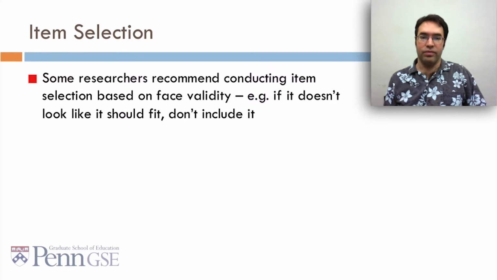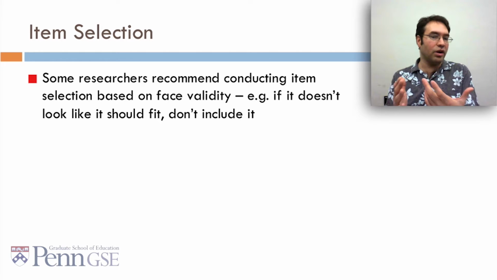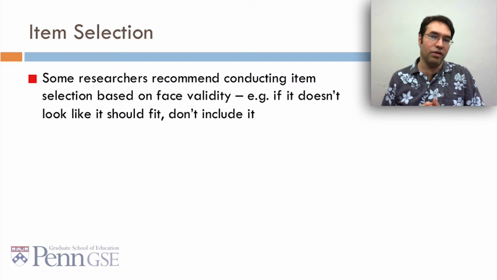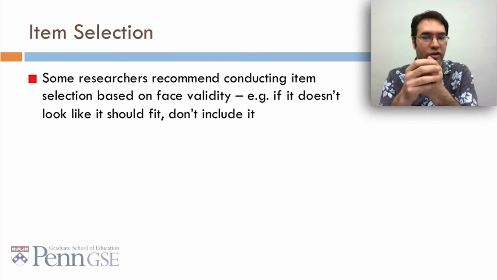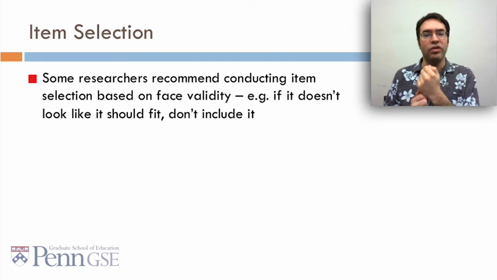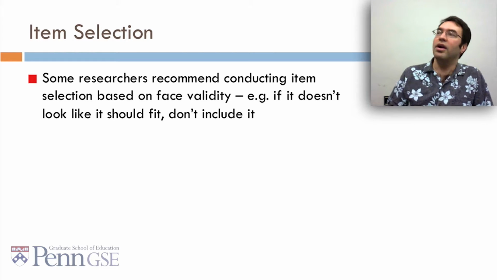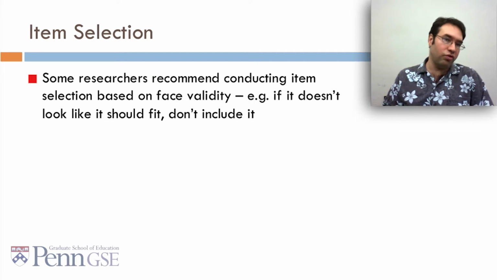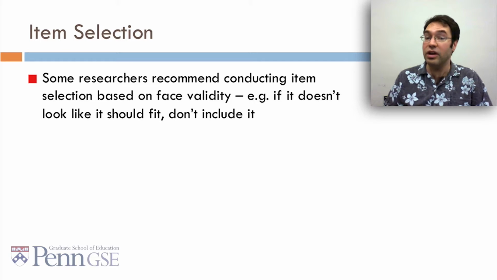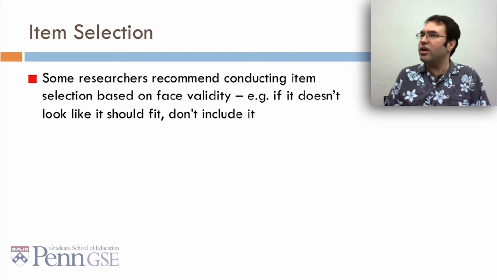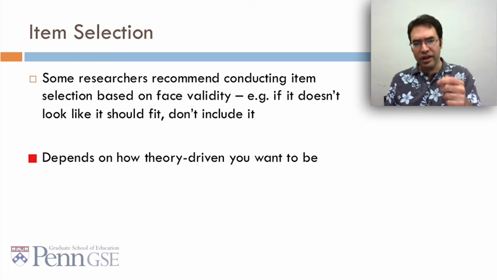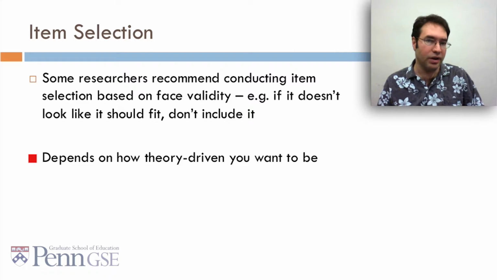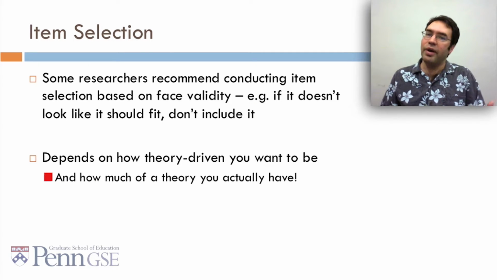So, item selection. Some researchers recommend conducting item selection not just based on the fit to a factor, but also based on face validity. In other words, if it doesn't look like it should fit, don't include it. So for example, if you're creating a questionnaire for whether students have performance goals, and one of your items, and it loads strongly on performance goals, is, I like to eat cake, maybe you should get rid of it. This depends on how theory-driven you want to be, and how much of a theory you actually have.